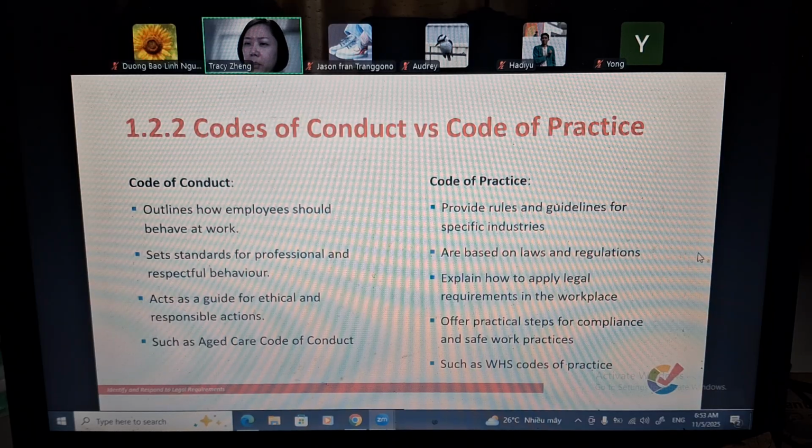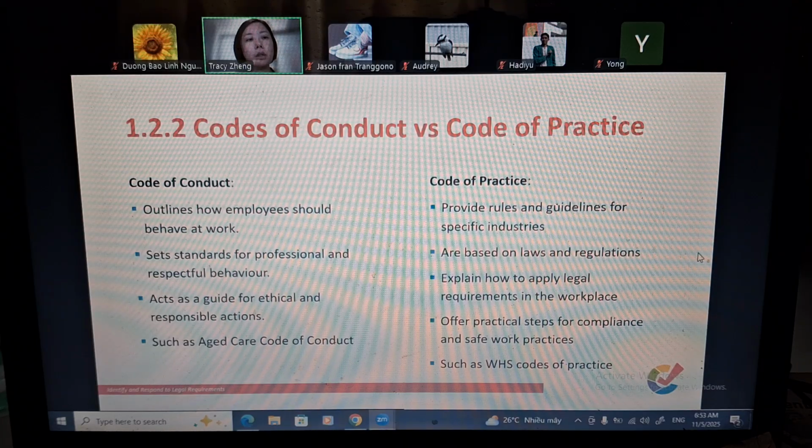Did I explain to you guys previously about the code of conduct and code of practice? I can't remember because I've done so many classes. But anyway, if we haven't discussed yet, let's go through this together.